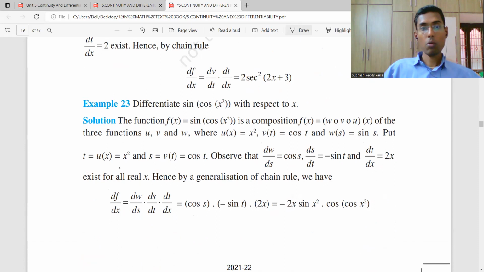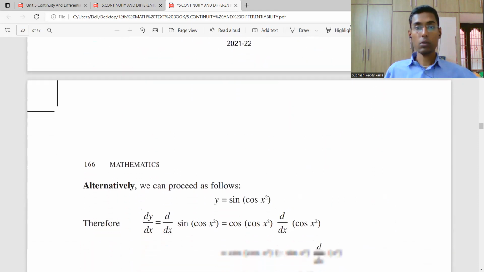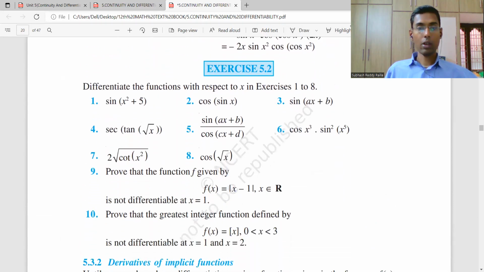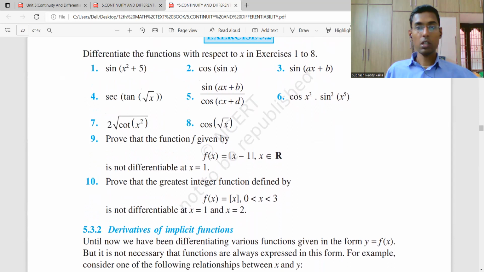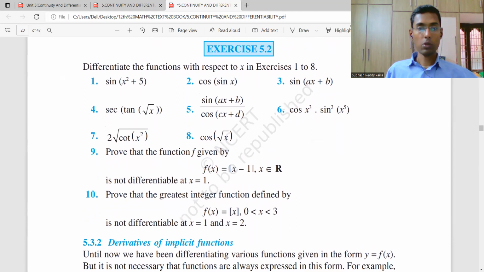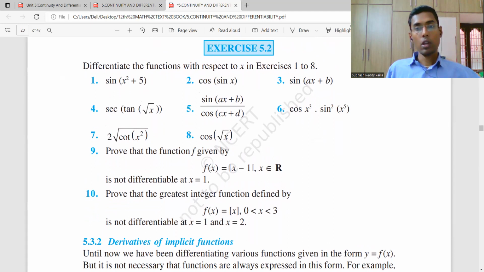One more question is there. Here you have sine of cos of x square. We did only a combination of two functions, but here you have a combination of three functions. Like that, you have so many. I would like you to complete this exercise. Today your exercise is 5.2. I'm going to tell you a few more examples, but you can do the exercise yourself.